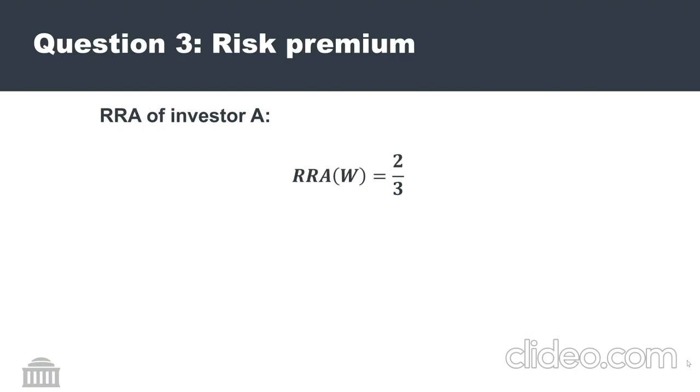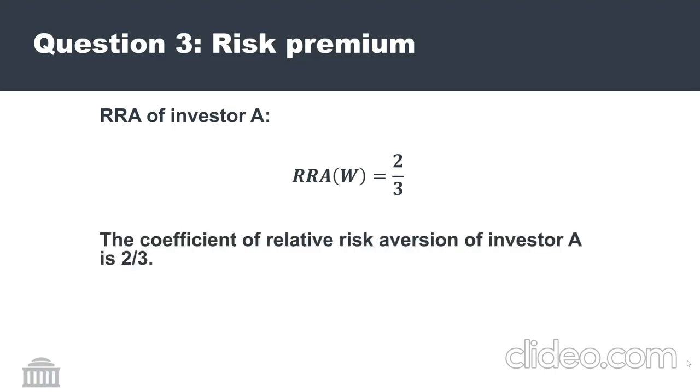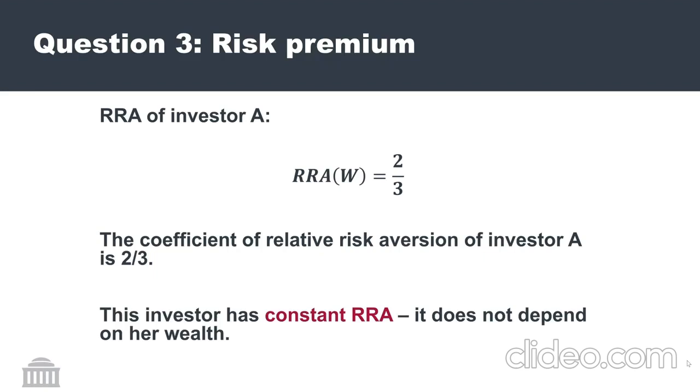Recall that the relative risk aversion that we computed for investor A was just 2/3. Notice something very important. This coefficient of relative risk aversion for this investor does not depend on her wealth. It's 2/3 regardless of how rich this investor is. This is what we call constant relative risk aversion. The risk aversion of this investor does not depend on how wealthy she is.